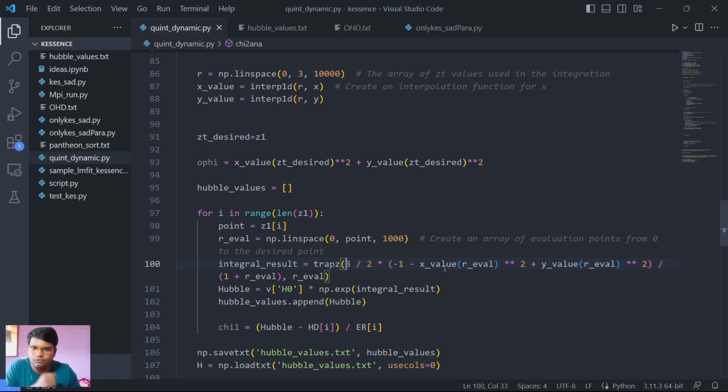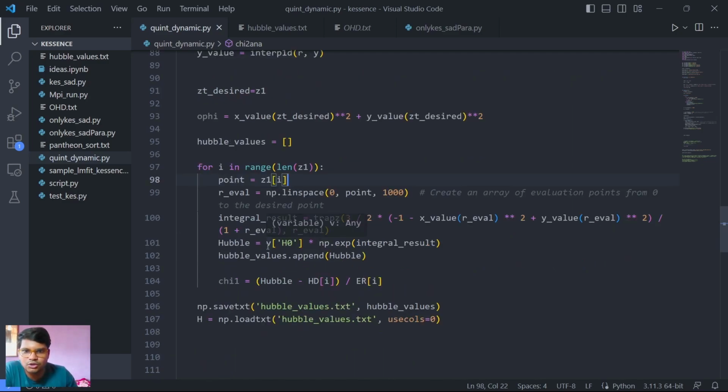So I'm just invoking that, all the values just come here, right? And then you have to evaluate at this point. The important thing is that for i in this one, i is the running index over the length of z1, the range which is 0 to 43. So the point is z1 of i. For i equal to 0, z1 of 0 is this point over here. We have evaluated this from 0 to that point in 1000 steps so that my error is very small.